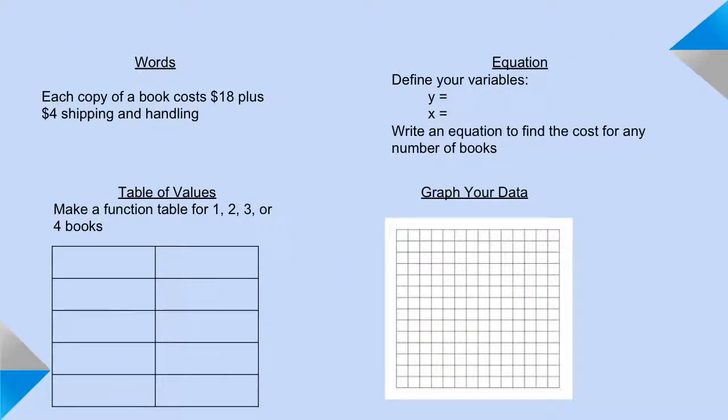All right, your turn on this one. I want you to take the words that I gave you, create the equation, and make sure you define your variables: which one's independent, which one's dependent, and what do they stand for in this situation. Make your table of values and end with a graph. When you are ready, you're going to come back to me for checking.